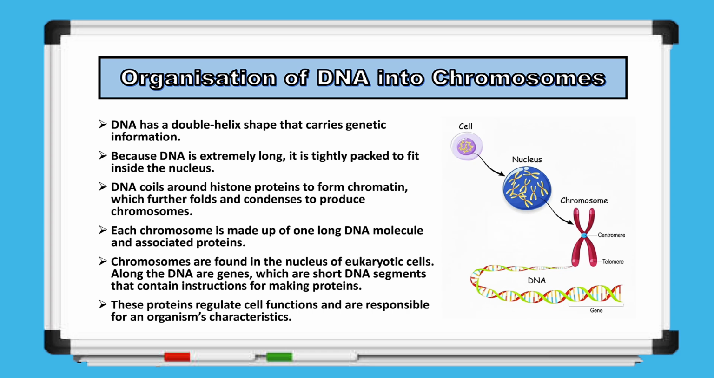Each chromosome is made up of one very long DNA molecule along with the proteins associated with it. A chromosome also contains a region called the centromere, which plays an important role during cell division. At the ends of the chromosome there are structures known as telomeres, which protect the ends of the DNA. Along the length of the DNA molecule there are many genes. Genes are small segments of DNA that contain instructions for producing proteins. These proteins control different activities within the cell and help determine the characteristics and features of a living organism.